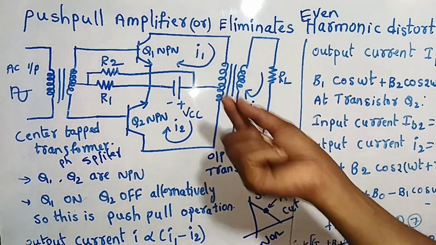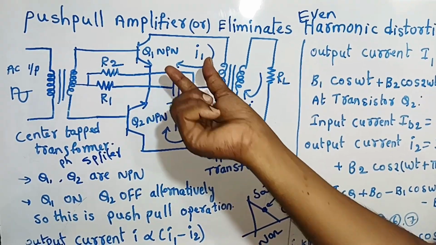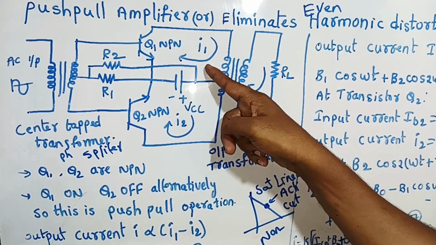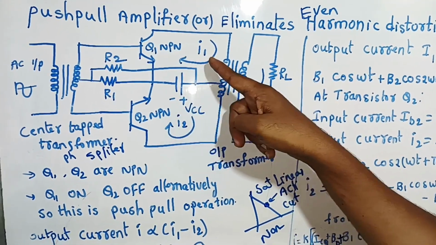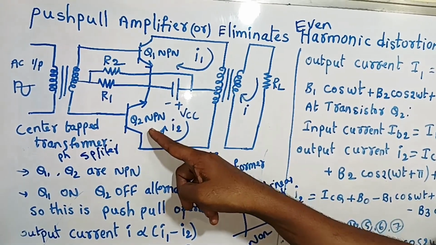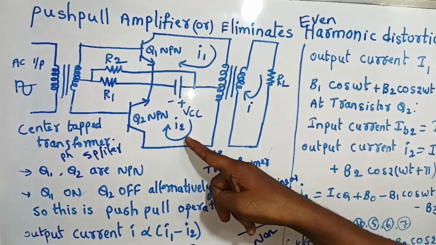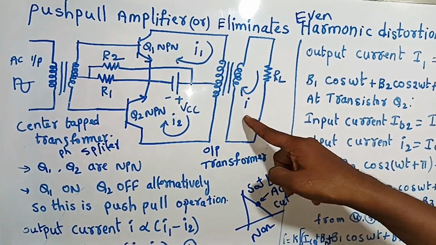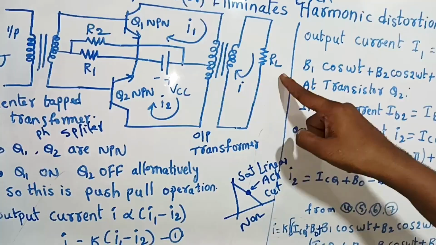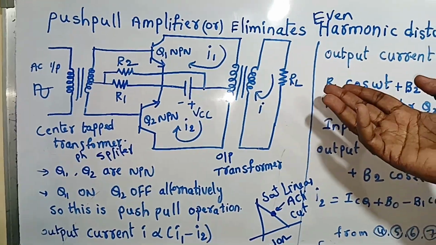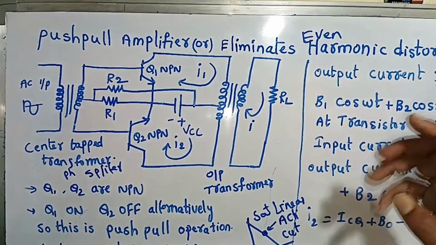Another important point: at transistor Q1 the current flowing is I1, and at transistor Q2 the current flowing is I2. Let us assume the output current is I. This is the load resistance. It may be a load, a loudspeaker, or whatever it may be.